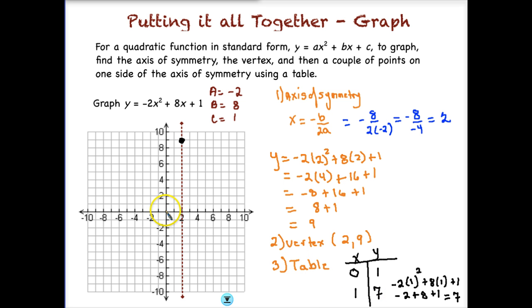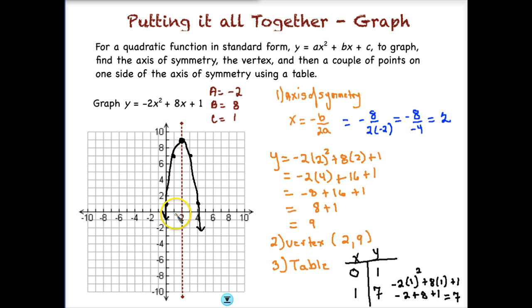I can plug these points onto my graph, or plot them, I should say. So let's plot the first one at 0, 1 right here, and the next one at 1, 7 right here. I'll go ahead and plot my symmetric points here, and then I can connect my dots and draw in my parabola, and I have now graphed a quadratic in standard form.